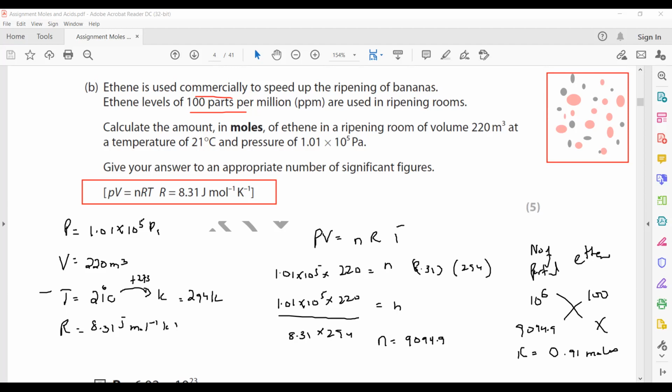Is it clear, this question? That is the use of the general gas equation, PV equals nRT, and then as they mentioned in the question, the whole room is not filled with ethene. Ethene level of 100 parts per million is used in ripening rooms. So it's about 100 parts of ethene in 1 million. So if you have 1 million molecules, you find 100. So if you have 9094.9 moles, then you will have X moles of ethene.